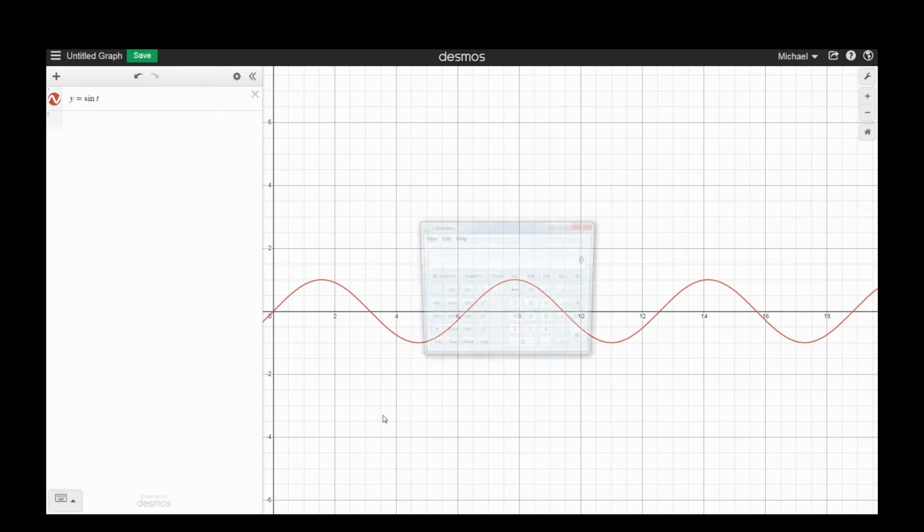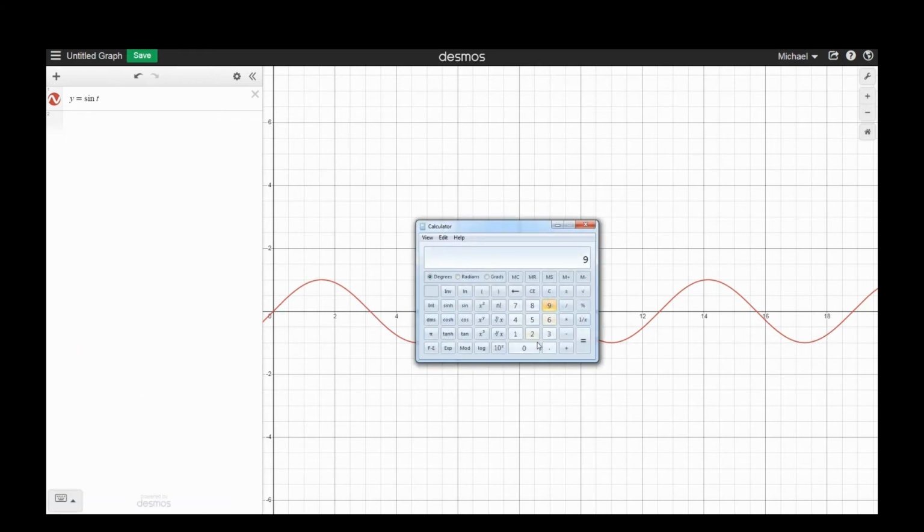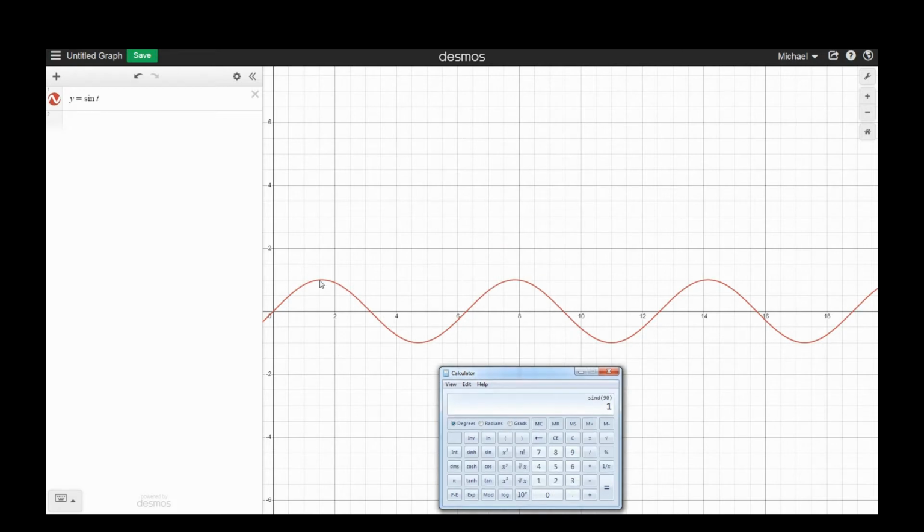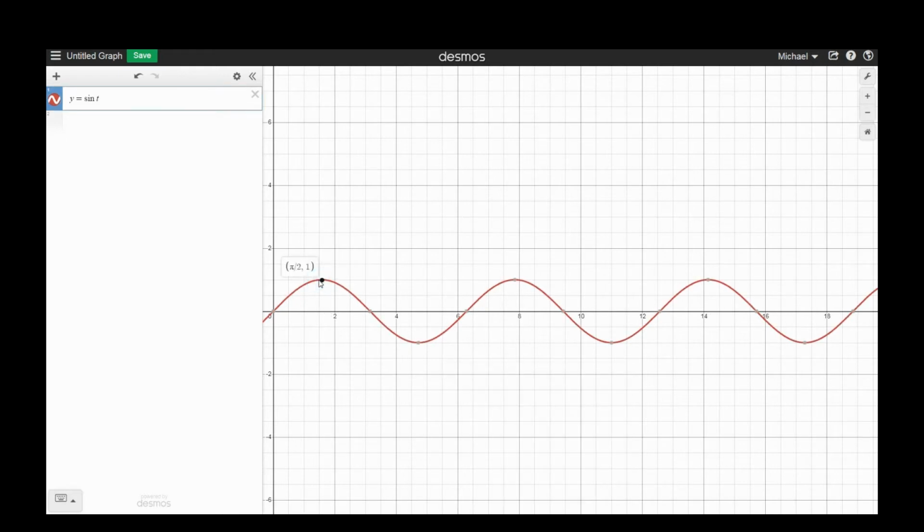So if I bring up a basic calculator, I can go 90 sine and I get 1. But that's the highest there is, and this high point here is not 90 degrees. It's some sort of weird number. And when I click on it, Desmos tells me it's pi divided by 2. What's going on here? Well, 180 degrees should be 0. Now it says pi. What's going on with that? Then I go down here and it says 3 pi over. What the heck is it doing?